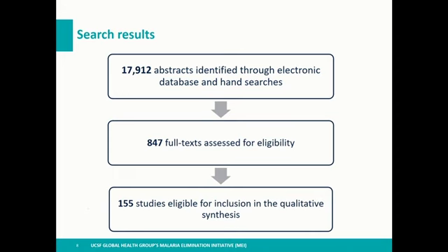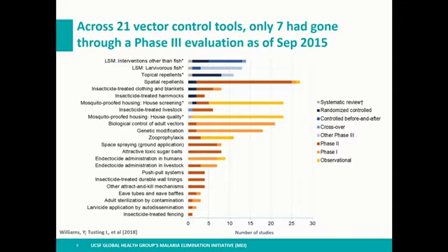So this work was led by Yasmin Williams and Lucy Tusting on our team, and these were the list of tools that were explored in this systematic literature review. And what we found is that only 7 of these tools had gone through a phase 3 evaluation as of September 15th, which was the end date for our screening. And as we know, phase 3 evaluations are the burden of proof required by the WHO Vector Control Advisory Group, the VCAG, and policymaking bodies for new vector control tools.